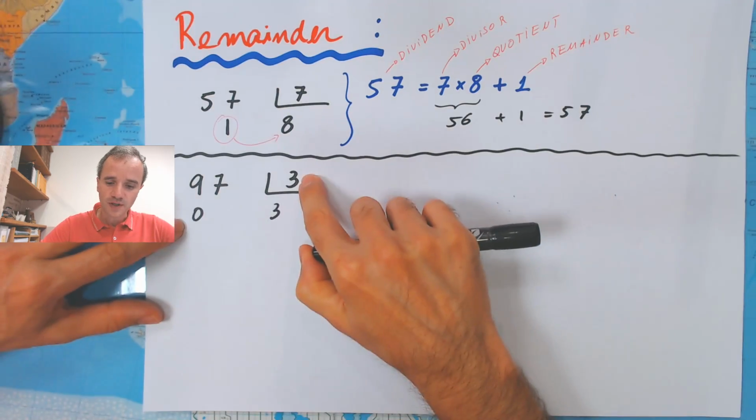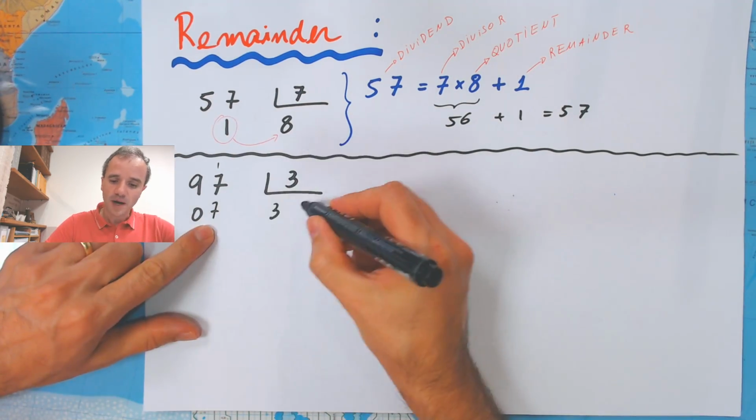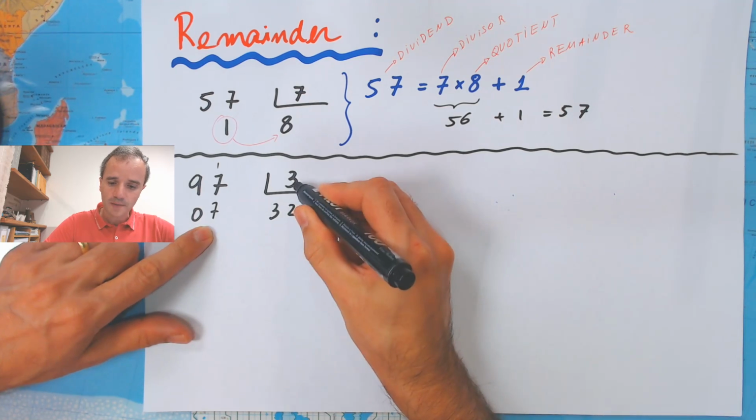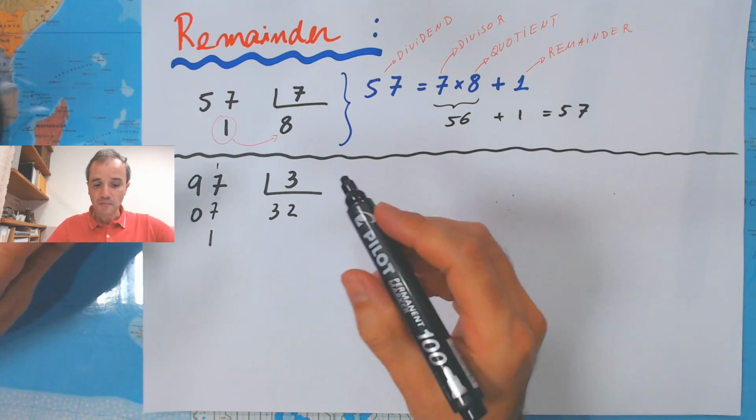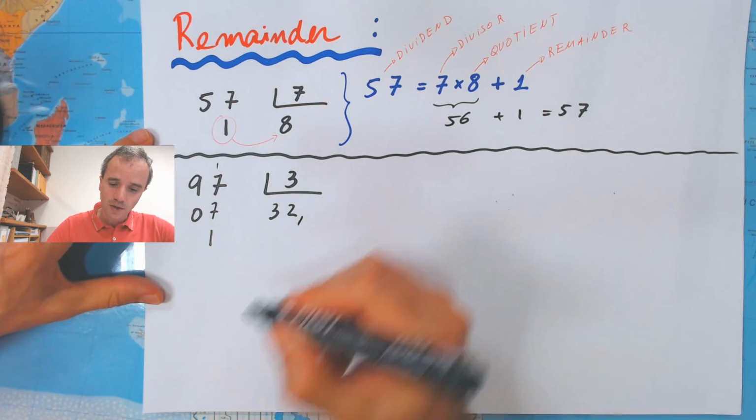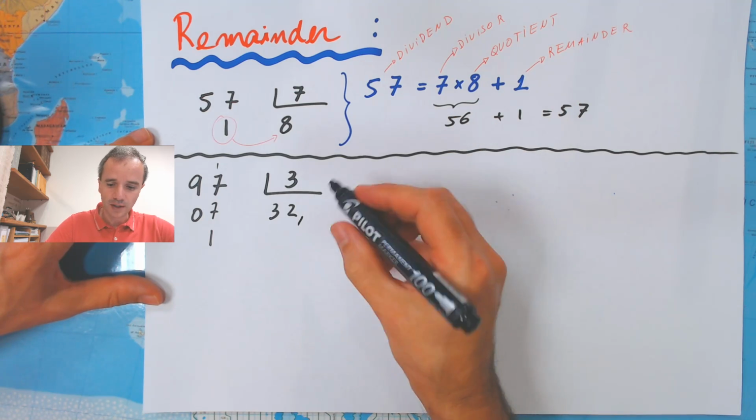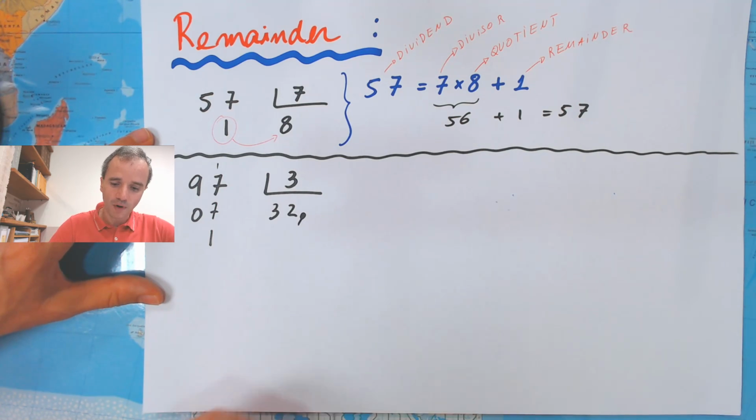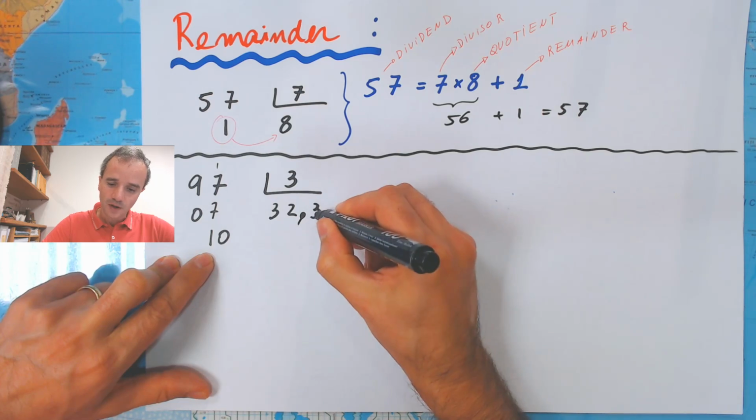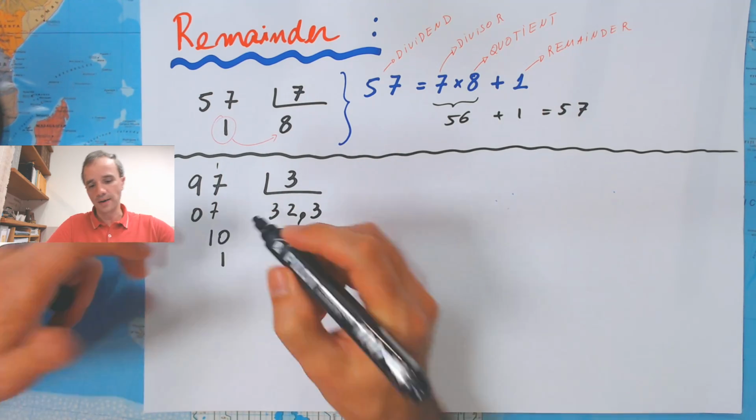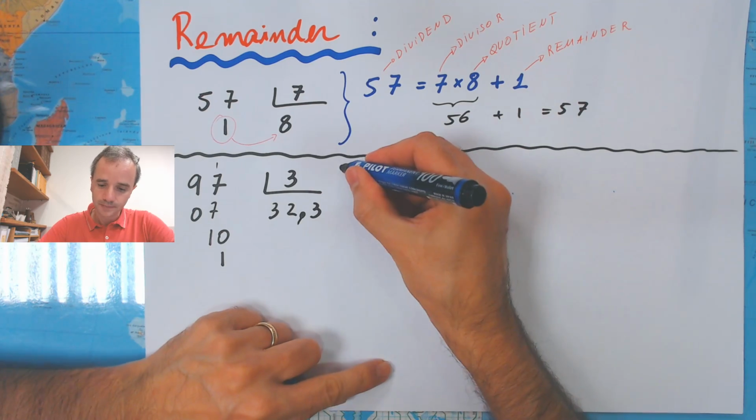So 3 times 3 is 9. 9 minus 9, nothing. So 7 goes down. 7 divided by 3 is 2. 2 times 3 is 6. 7 minus 6 is 1. Okay, so far good. But now I'm going to go to the decimals, right? Put the comma, or the point, depending on where you are. Usually we just put a point in here and a 0 in here. 10 divided by 3 is 3. 3 times 3 is 9. 10 minus 9 is 1.